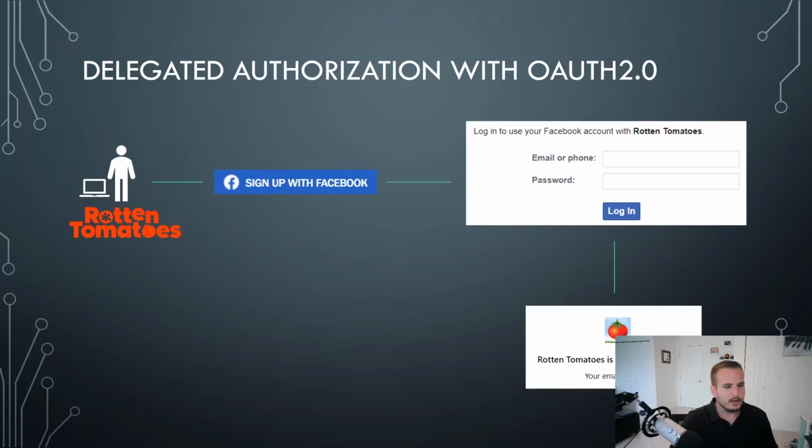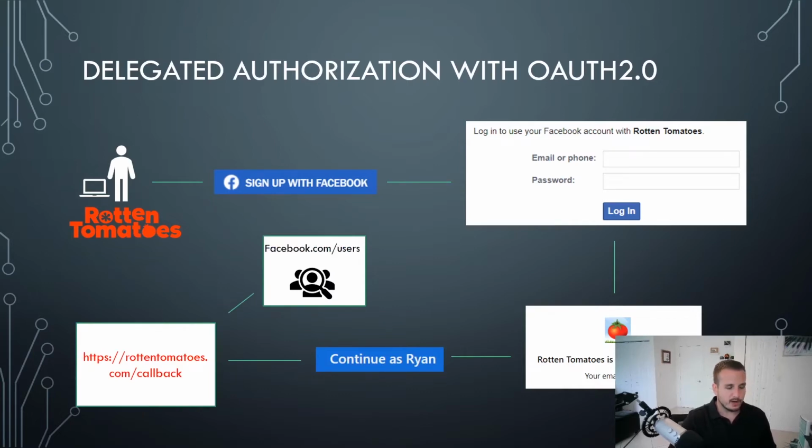From there, Rotten Tomatoes is going to say something like, hey, I'm requesting access to your email address. Is that okay? If it's okay, of course, you'd say something like continue. So continue as Ryan. In which case, Rotten Tomatoes is configured with a callback. I think in Rotten Tomatoes' case, it sends you back to the home page, but if there is something specific in which the redirect wants to send you to, that would be the callback. And then Rotten Tomatoes is getting access to a user's API from Facebook to gain access to that information that you consented to as a user.